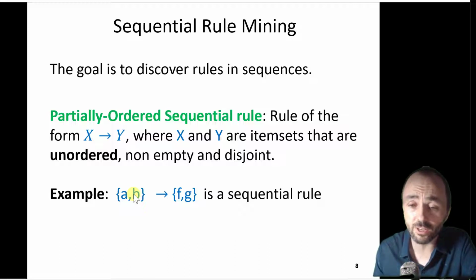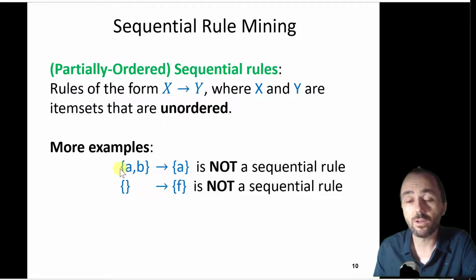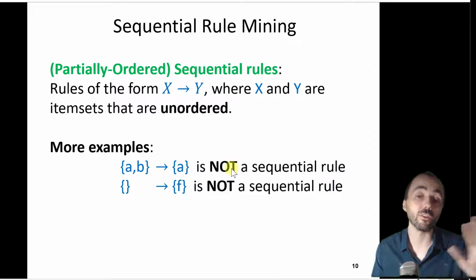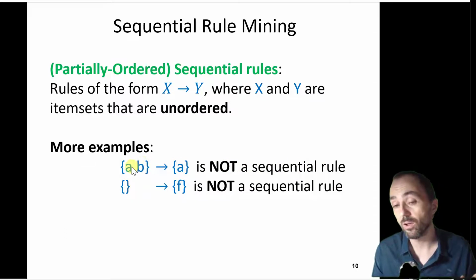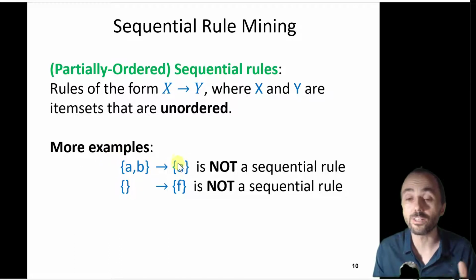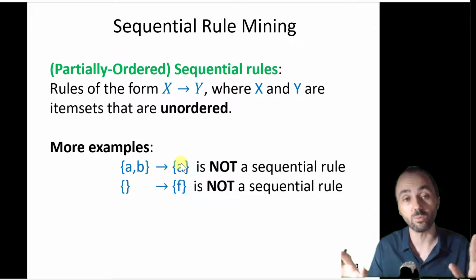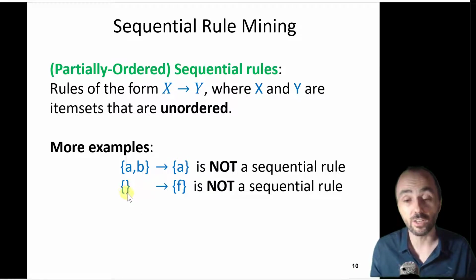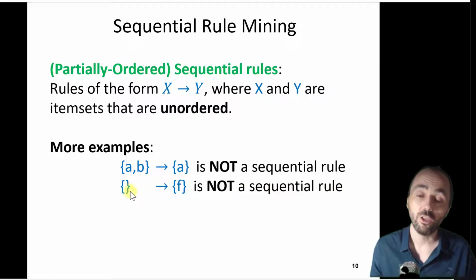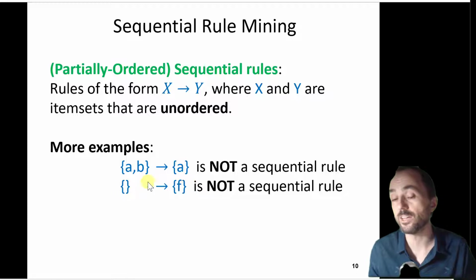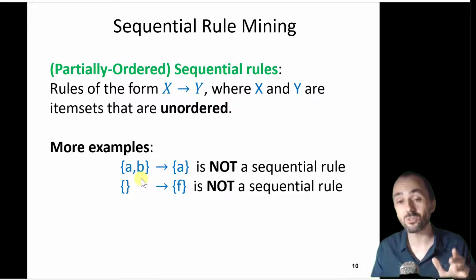Let me show you more details about this. Here I have some other examples. Let's look at this rule: AB imply A. That means if you buy apple and bread, you will buy apple. This is not a sequential rule because, as I said before, the left side and the right side cannot contain the same item. Here we have A on the left and A on the right, so this is not correct. We don't want to find this, so we will not consider it. Another incorrect example is the empty set imply F. This is also not a sequential rule, because in a sequential rule the left and right sides must not be empty. This is just to make this clear.